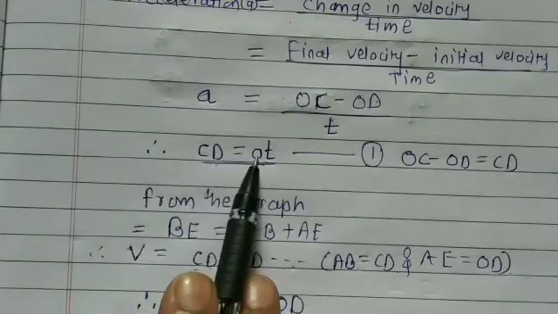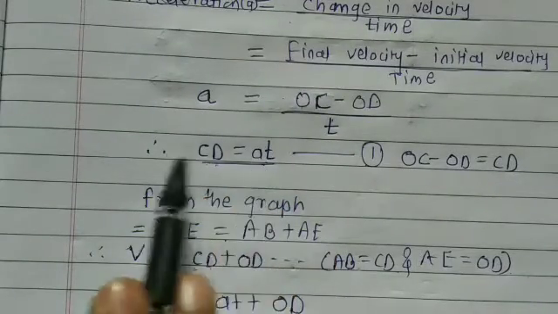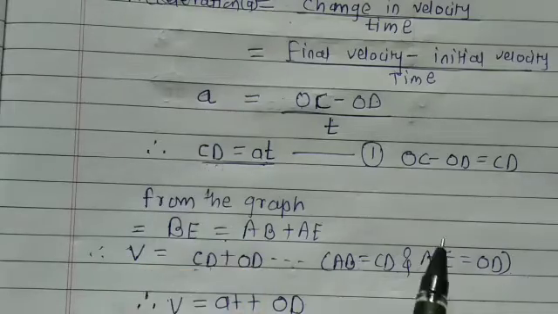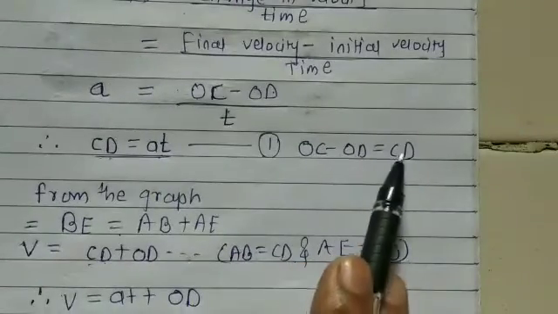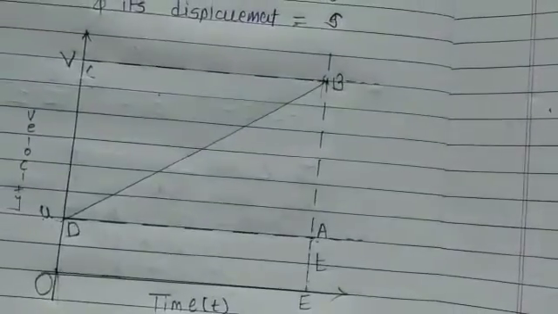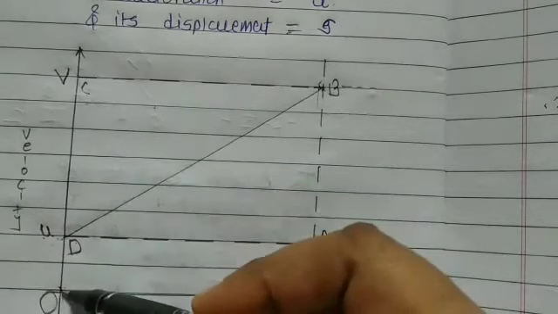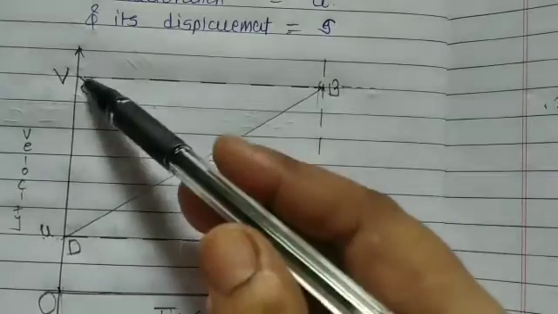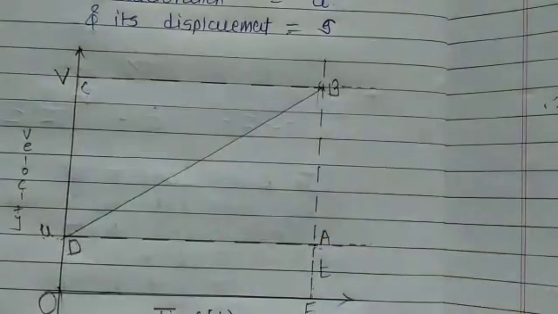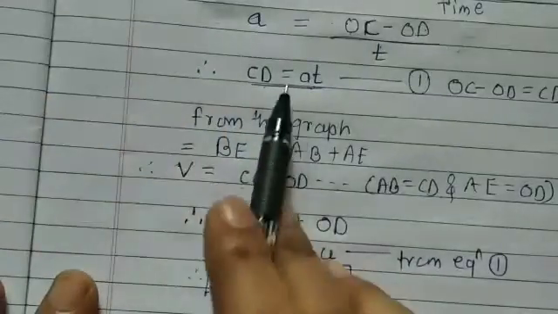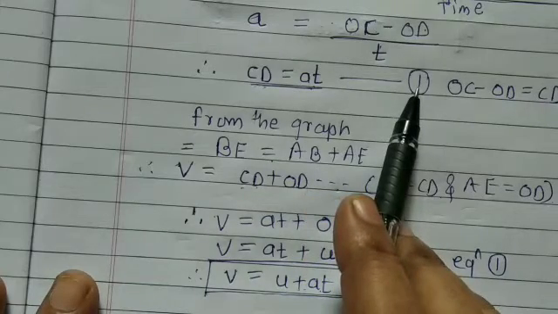So CD is equal to a into t. How do we get CD here? Student, OC minus OD is equal to CD. How? Let us take it on the graph. See here, OC minus OD, what remains? CD. So we can put it here. That is equation number 1.